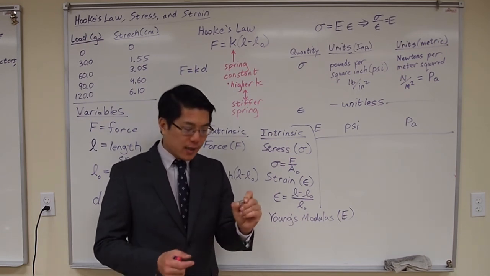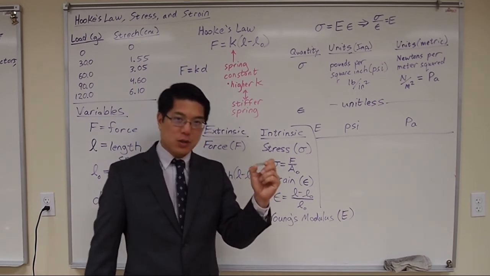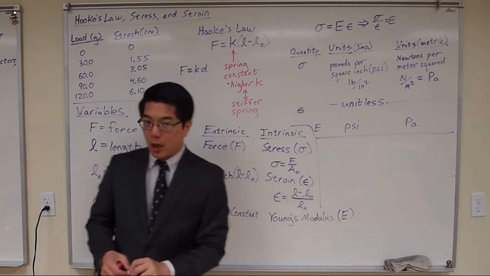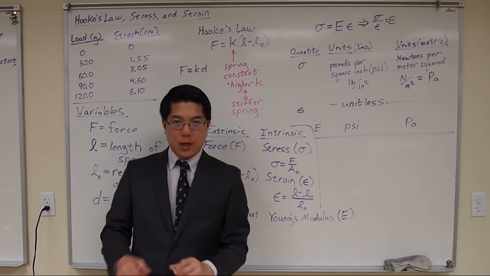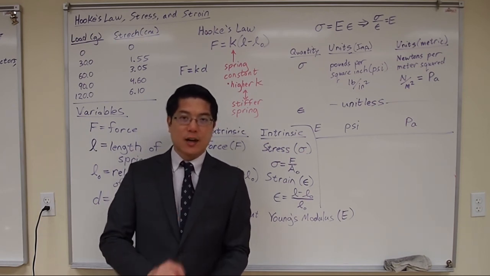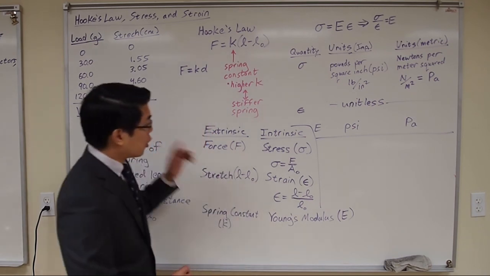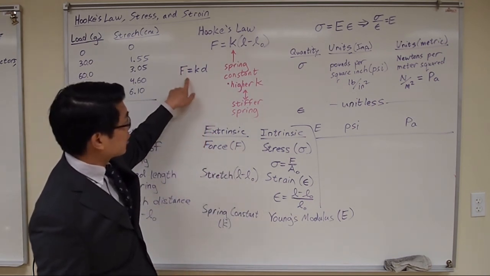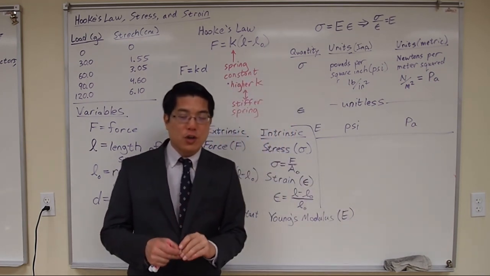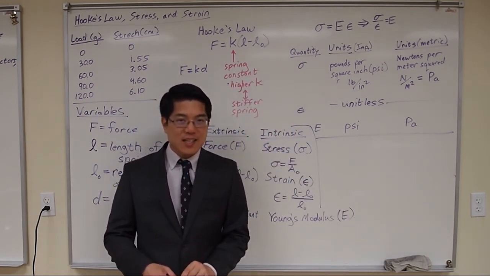If you are not having plastic deformation, if your spring or whatever you're talking about comes back to the same shape that it started in, then you have what is called elastic deformation. So, Hooke's law, whether it's in the extrinsic form or the intrinsic form, is only good as long as you're talking about elastic deformation.